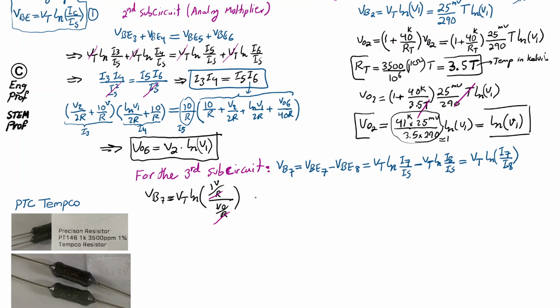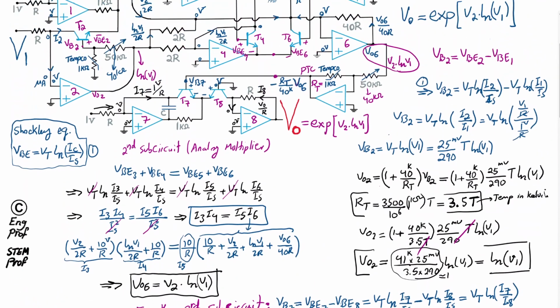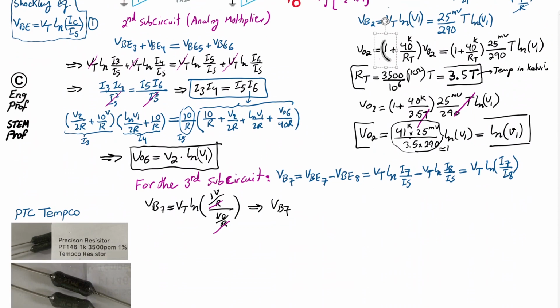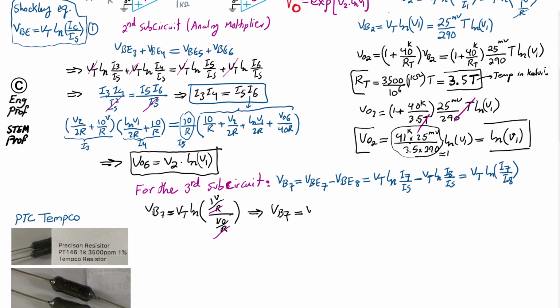The voltage of the base of transistor 7, so basically the voltage here, is equal to VT ln 1 over V out, which I can of course write, using the property of logarithm, as minus VT ln V out.